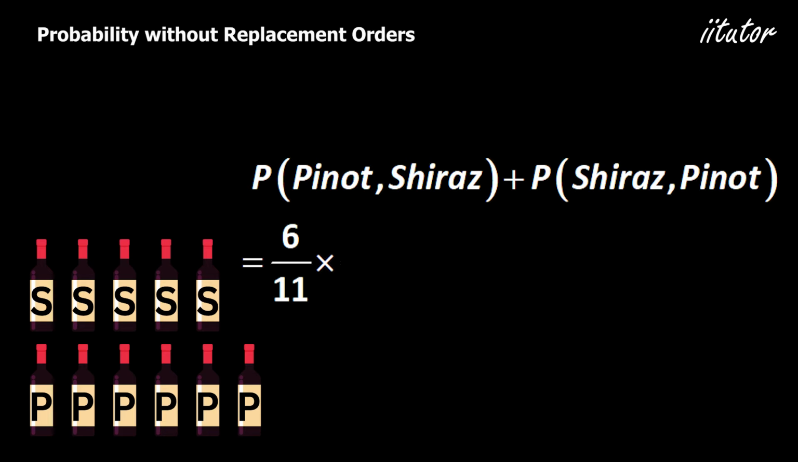Pinot, there's 6 out of how many? 11. 6 plus 5 makes 11. So 6 out of 11 is the Pinot. And then for the Shiraz, it will be 5. I'll only have 10 left to choose from.